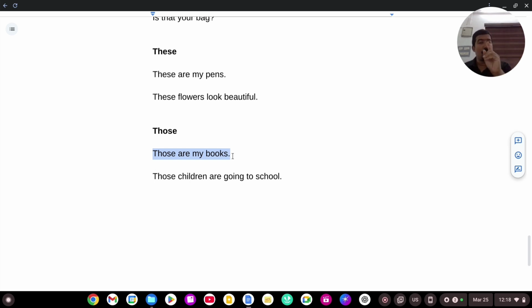That is my book. It is one. Those are my books. There are more than one book. So those means plural, more than one. Those children are going to school. Not just one child, it is more than one child, it is two or more. We can say those children are going to school.